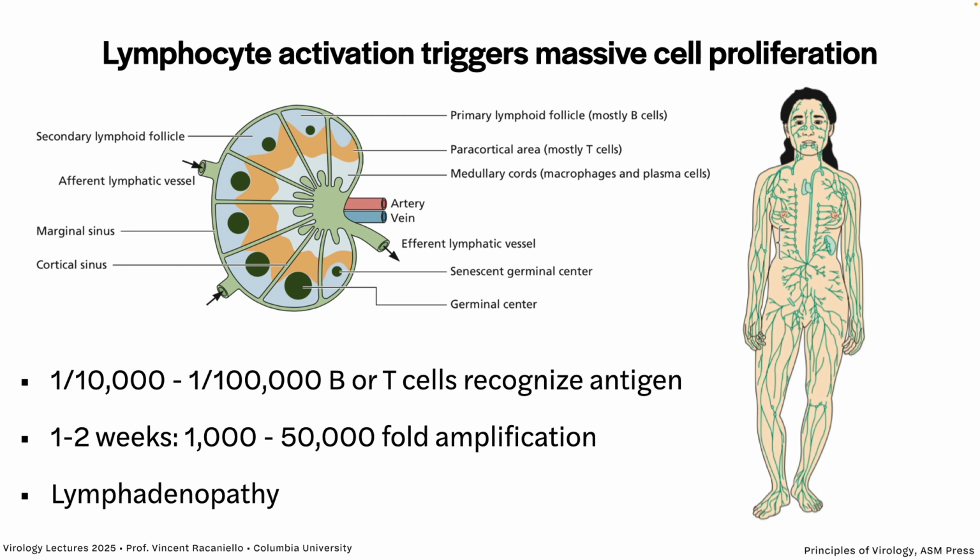The other thing that's amazing is that you have lots of B and T cells circulating in your body all the time, and about 1 in 10,000 or 1 in 100,000 will recognize any given antigen.